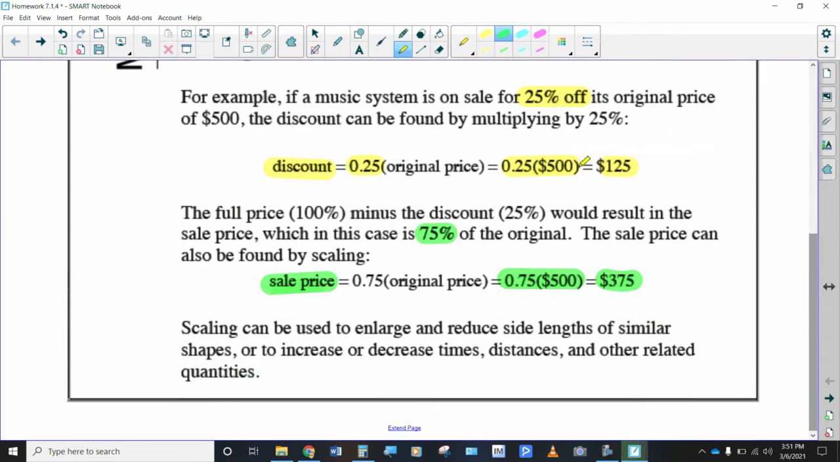So if in one step you want to find the amount of the discount, choose 0.25 as your scalar. If you want in one step to find the new price, the sale price, use 75% as your scalar.